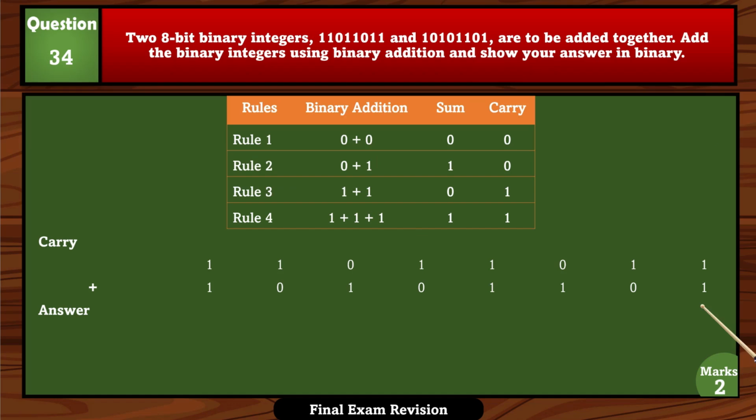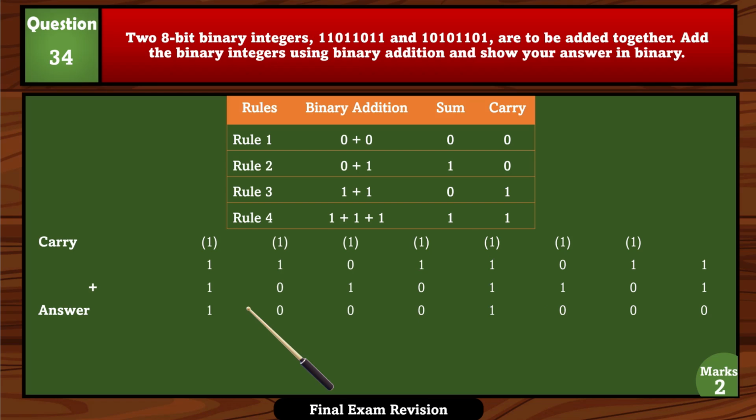So 1 plus 1 is what? 0, 1 carry. 1 plus 1 again, 0, 1 carry. 1 plus 1 again, 0, and 1 carry. And now we have three 1s, 1 plus 1 plus 1, so we know the sum is 1 and the carry is 1. Again, 1 plus 1 is what? 0 and 1 carry. 1 plus 1, 0, and 1 carry. Again 0 and 1 carry. So now we have three 1s, which means the sum is 1 and the carry is 1.